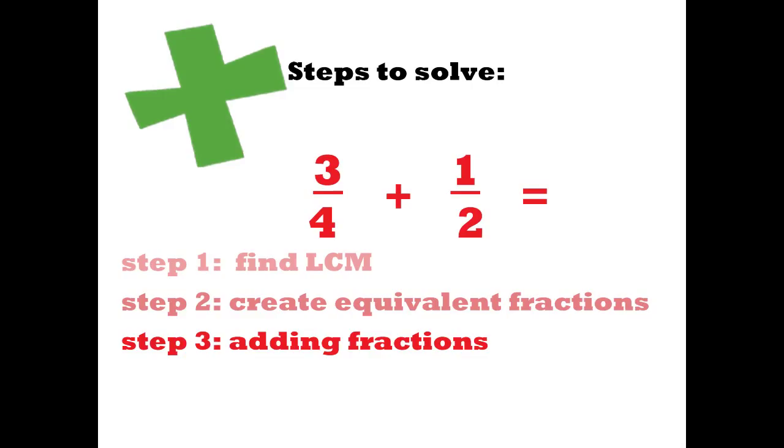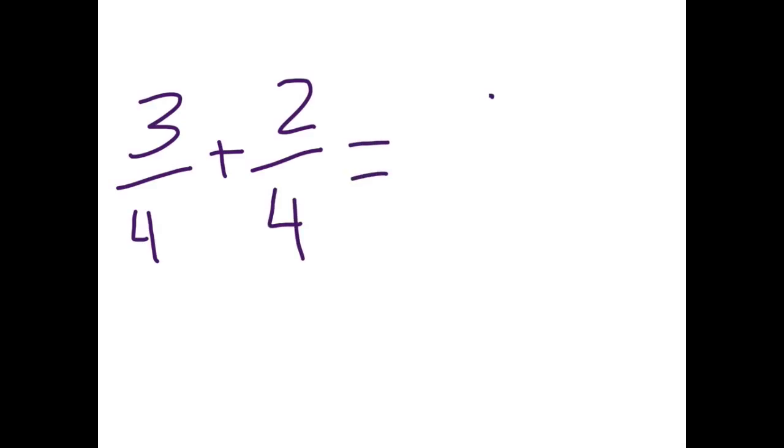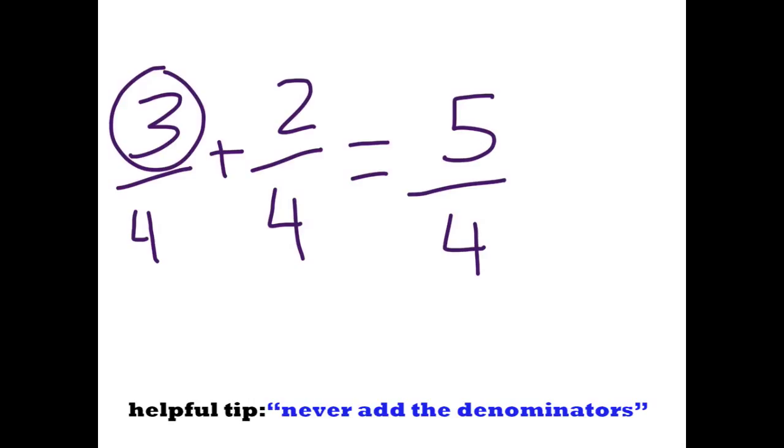Now that we have equivalent fractions with common denominators, we can add fractions. So 3 over 4 plus 2 over 4 equals 5 over 4. Why? Because you only add numerators. 3 plus 2 would equal 5.